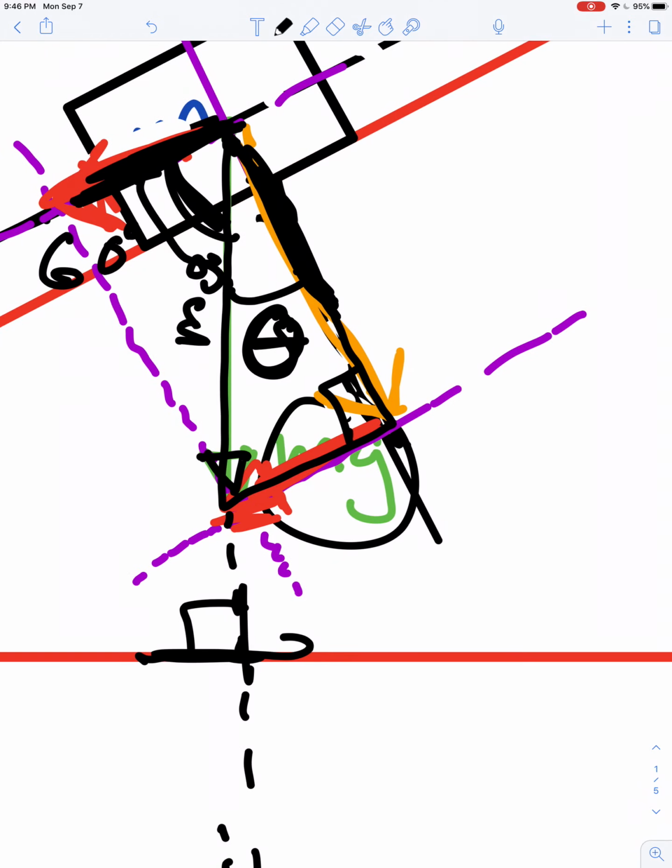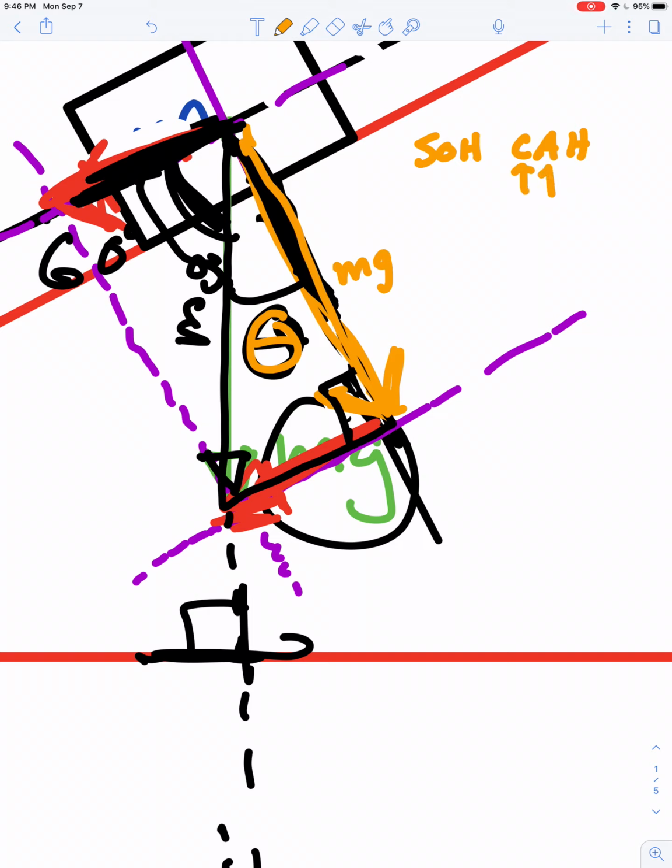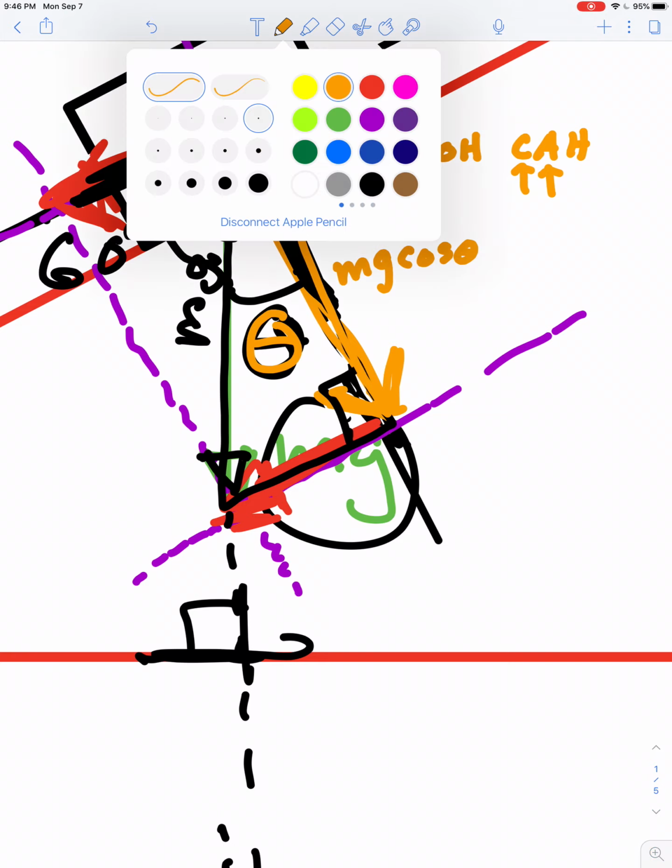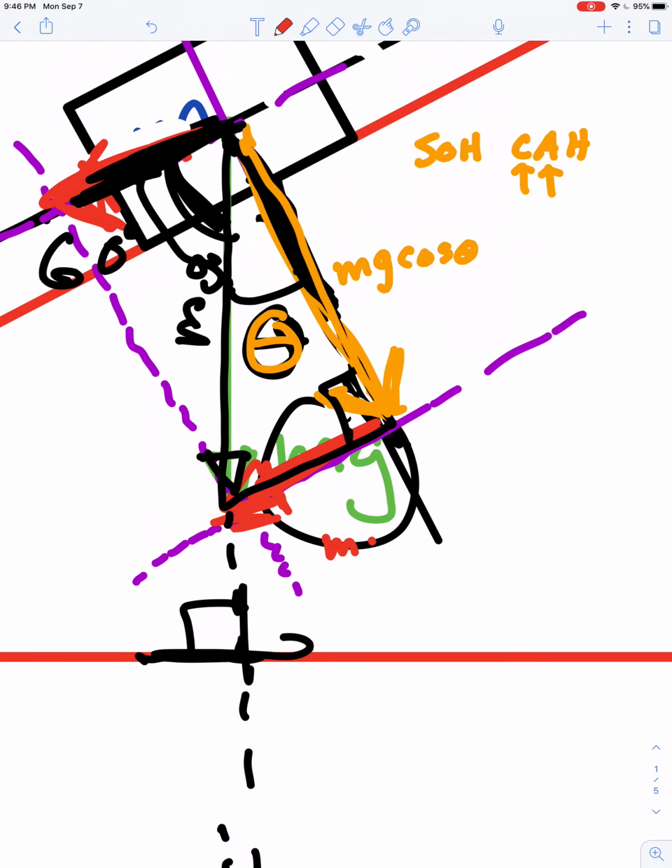So then the component that we have in orange is the one adjacent to the angle theta. So this would be mg. Okay, SOHCAHTOA: sine is opposite over hypotenuse, cosine is adjacent over hypotenuse. So we always associate cosine with adjacent. So this is mg cosine theta. So that must mean the other component is mg sine theta.